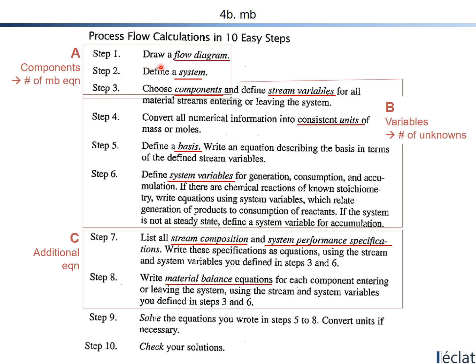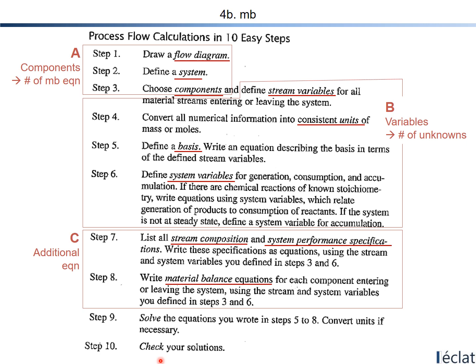Step 1, draw a flow diagram. Step 2, define a system. Step 3, choose components and define stream variables. Step 4, convert all numerical information into consistent units of mass or moles. So you should think about the units for the material balance equation. Step 5, basis. Step 6, define system variables. Step 7, list all stream composition specifications and also system performance specifications. Step 8, set up your material balance equations based on the components you have chosen in step 3. Step 9, solve the problem. And step 10, check your solutions.